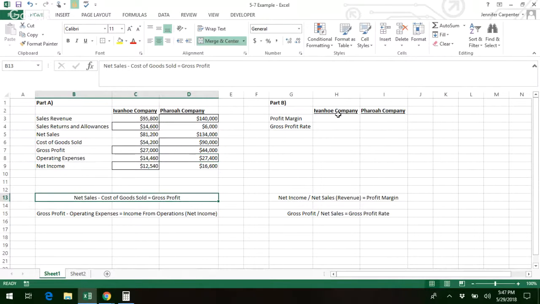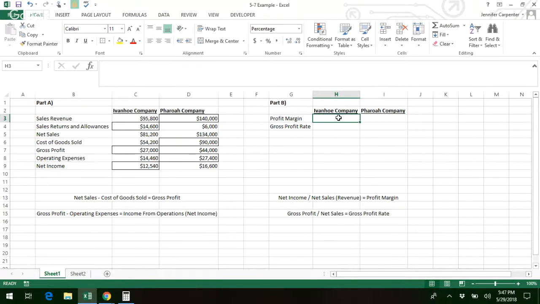And then part B is doing your profit margin, which is also down here. So you're going to take your net income, now that you've discovered for Ivanhoe, income over here, and divide it by your net sales or your revenue. So sales revenue up here. And then they want you to round it to 1%, so you get 13.1%.